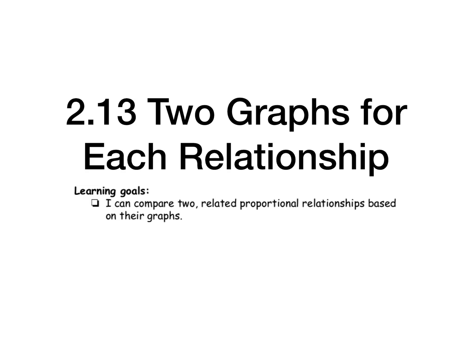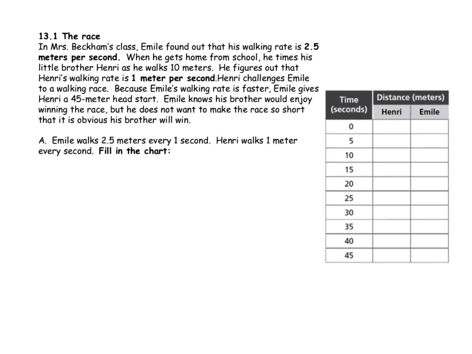Today we are going to wrap up Unit 2 with Lesson 13. That's called Two Graphs for Each Relationship. And we're going to be looking at pretty much one situation for this entire activity today. It's about a race, and we're going to be comparing the two different relationships. We're going to look at two different lines on a graph and what that means, the two different equations, and just a lot of compare and contrast between the two.